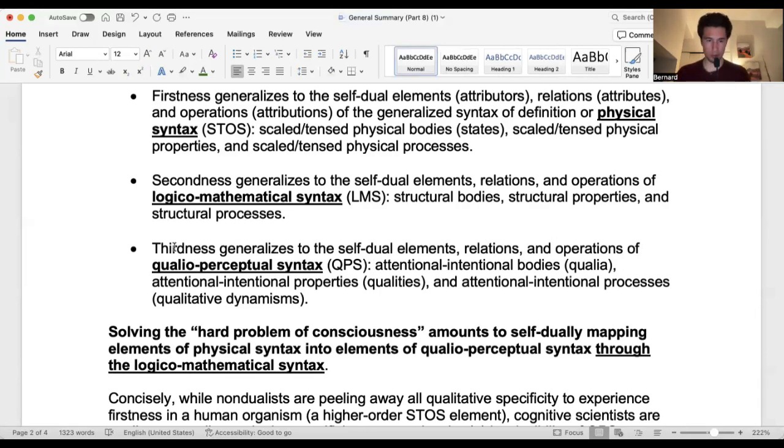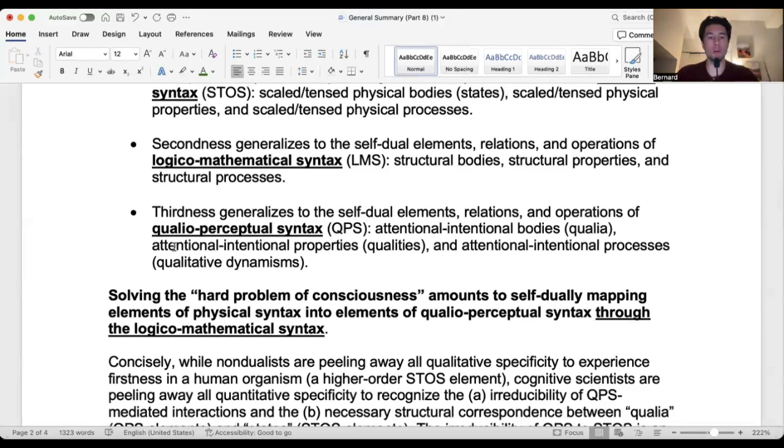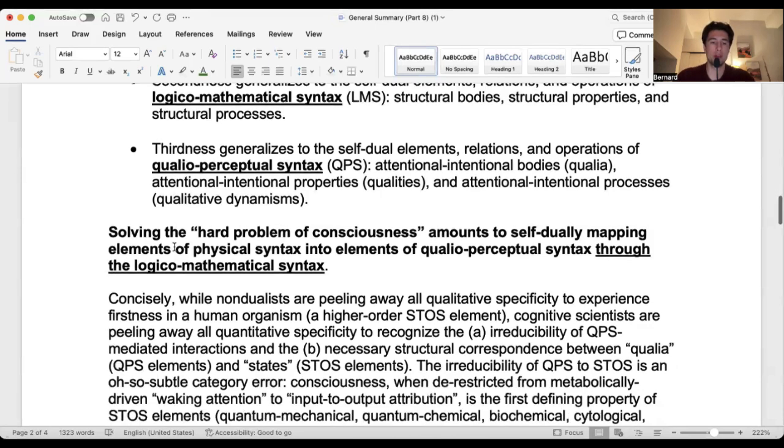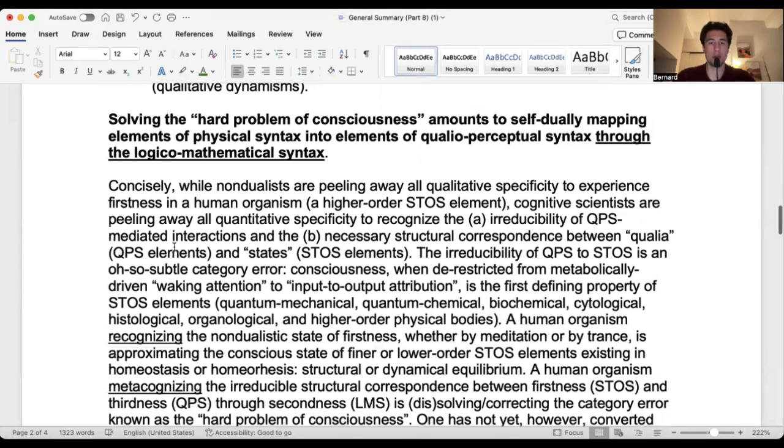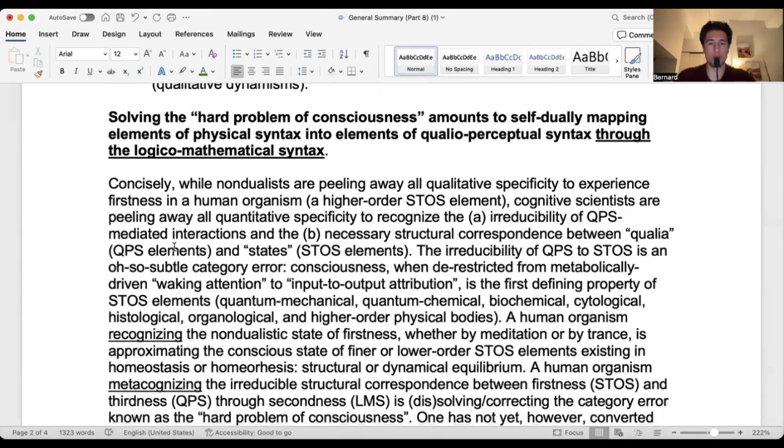So this is an interesting dualism that we can get into in a second. But anyway, we've also got intentional processes or qualitative dynamisms, and these are basically what compose the QPS. All right, now solving the hard problem of consciousness amounts to self-dually mapping elements of physical syntax into elements of QPS, qualio-perceptual syntax, through, crucially, the logical mathematical syntax. All right, now that's a very brief, compressed way of describing the research program that would follow from the solution or dissolution of the hard problem of consciousness.